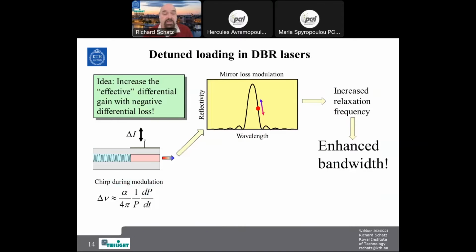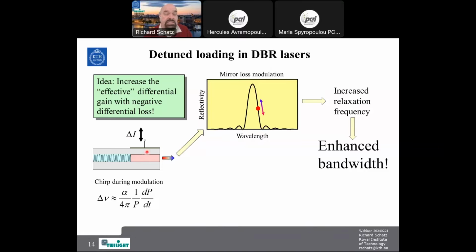So detuned loading works like this. I told you that when you change the current in your laser, the carrier density here will change a little if you do it rapidly. Then you get chirp, which was the problem. However, you can utilize this because if you have a DBR laser, here is the active section and here is the Bragg reflector, then mirror reflectivity will look like this. It will be a high mirror reflectivity at the Bragg wavelength of this grating and lower reflectivity when you are at wavelengths deviating from this maximum reflectivity.